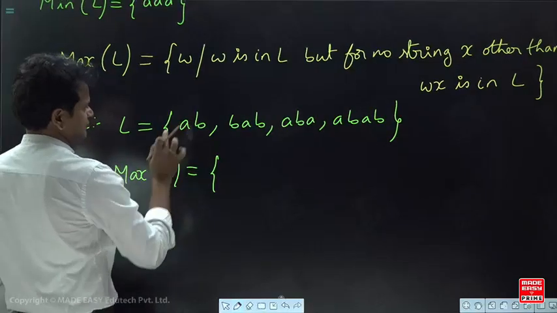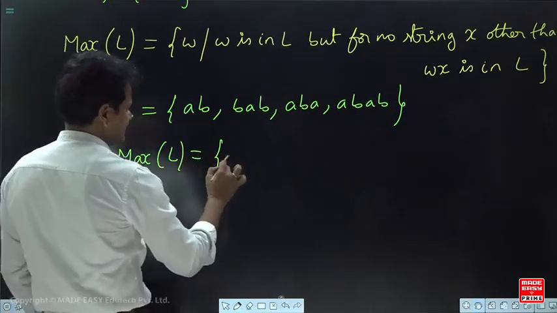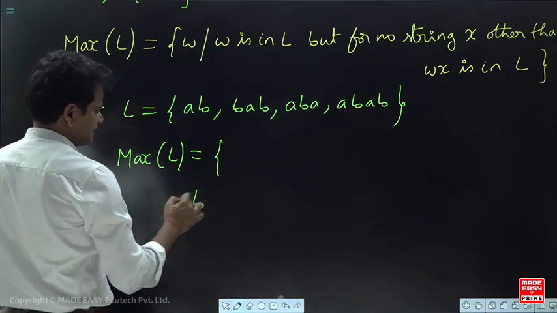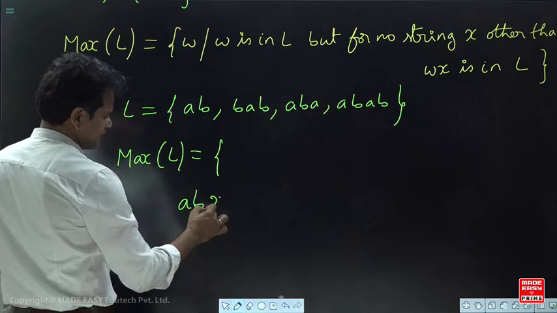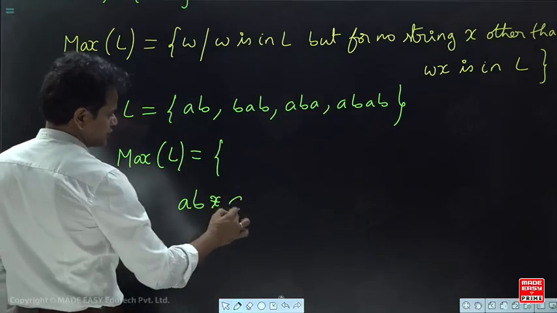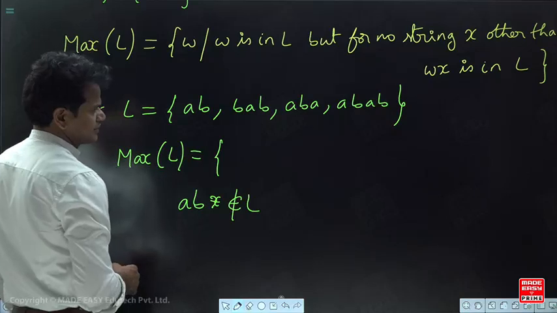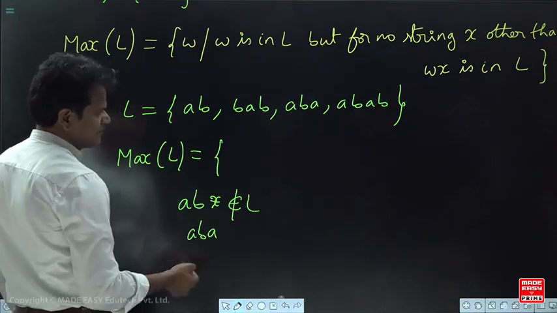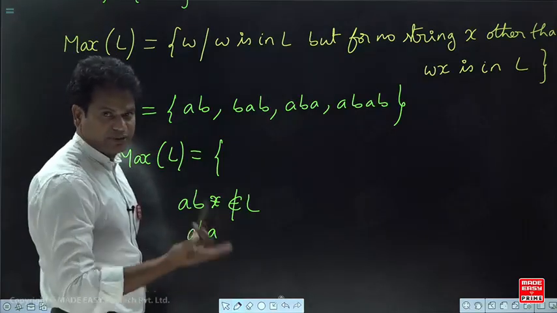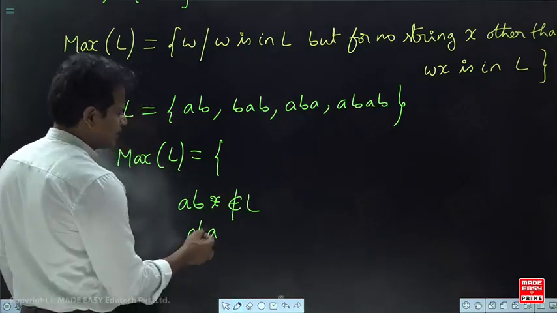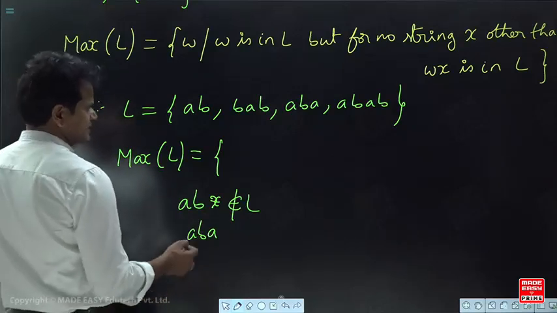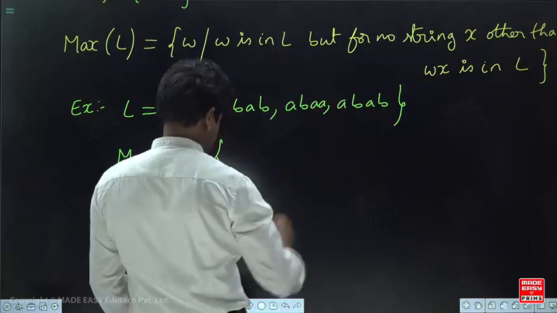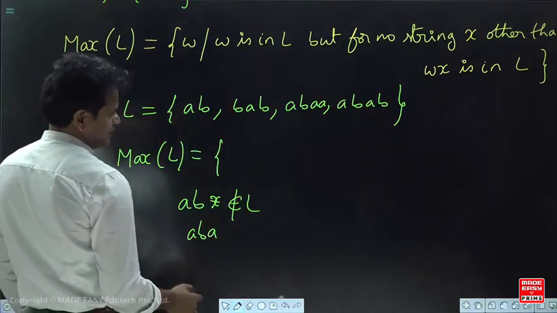Okay, now take this one. Take AB. Can I take AB in maximum of L? So guys, AB: for AB, whatever you attach, that should not be in L. That is the condition. Means, for example, AB followed by A or AB followed by B. Whatever you attach, it should not be in L. Okay. Example, I change the question. I am taking ABA.